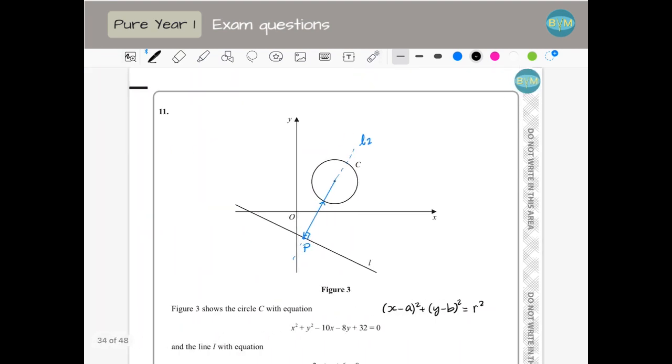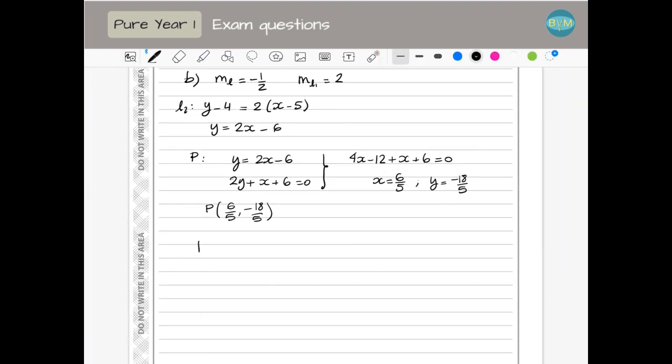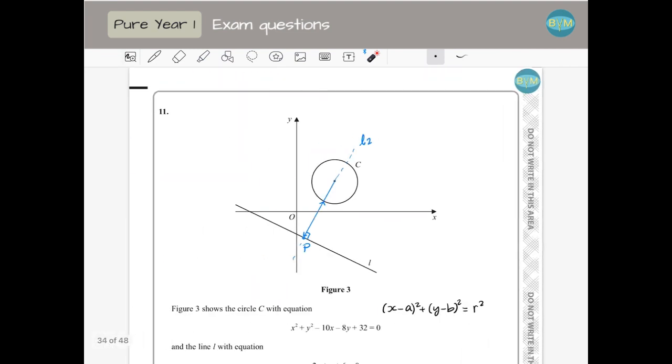So what I'm going to do now is find the distance between the center of the circle and P. And I know how to find distances. It's just the square root. So the distance is the square root of, and the other point is 5, 4, so I have the square root of 5 minus 6/5 squared plus 4 minus 18, so plus 18/5 squared. And this is 19√5 divided by 5. And this is the whole distance.